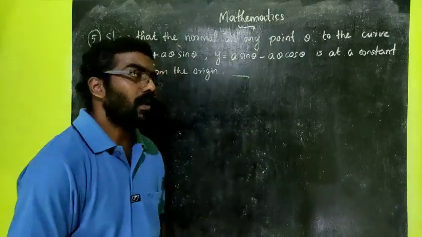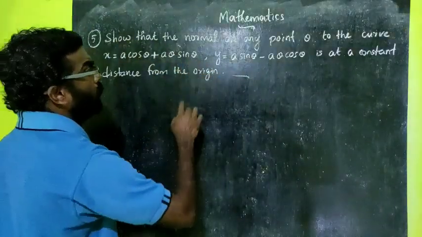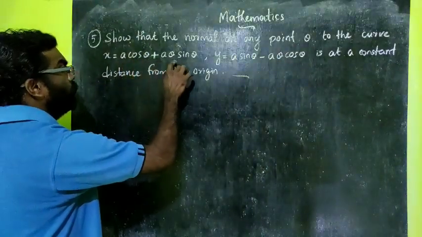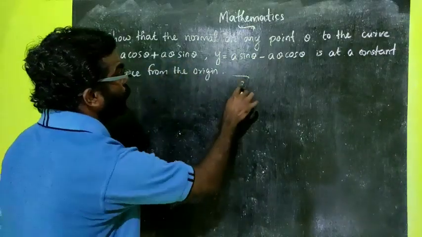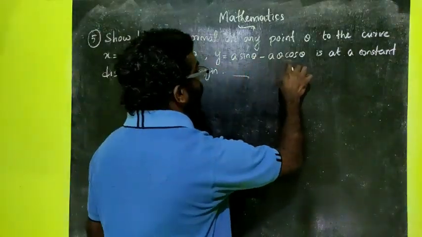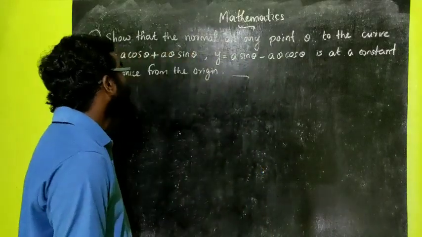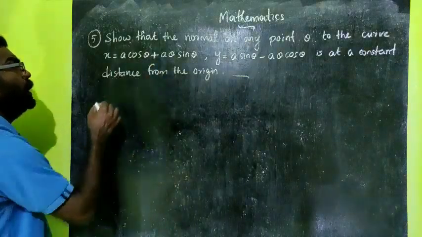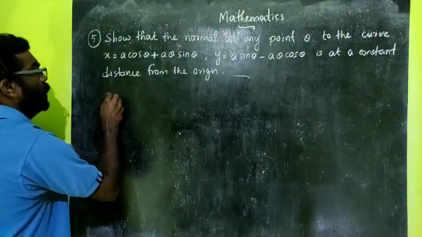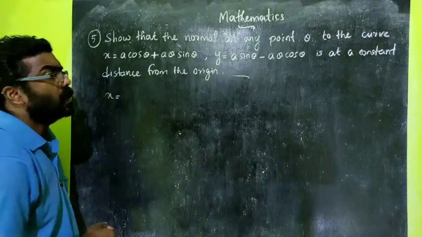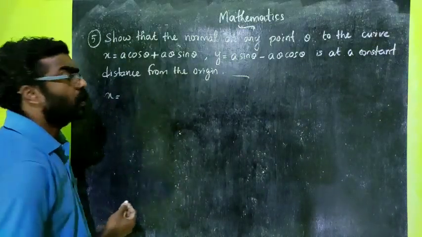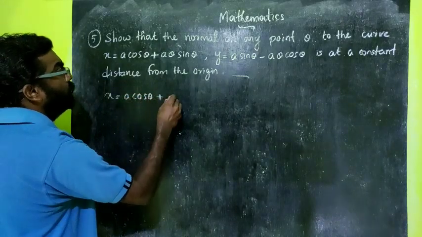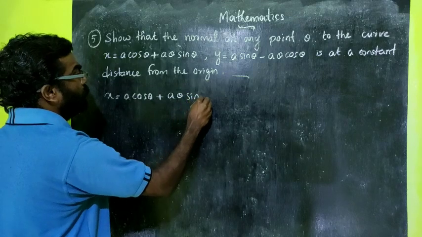Now we move on to question number 5. Show that the normal at any point theta to the curve x equal to a cos theta plus a theta sin theta, y equal to a sin theta minus a theta cos theta, is at a constant distance from the origin. Okay, so it is given in parametric form. So first of all we can find dx by d theta and dy by d theta. Okay, so x equal to a cos theta plus a theta sin theta.